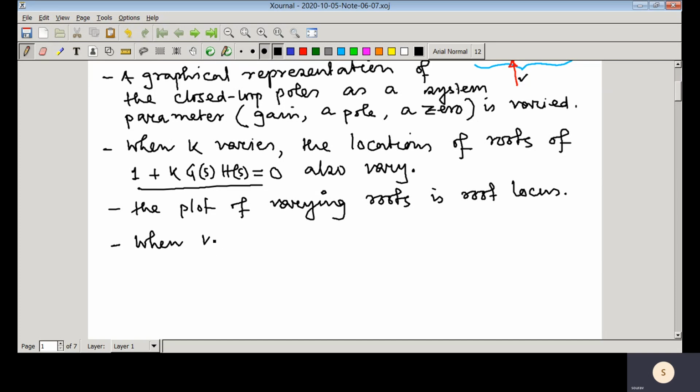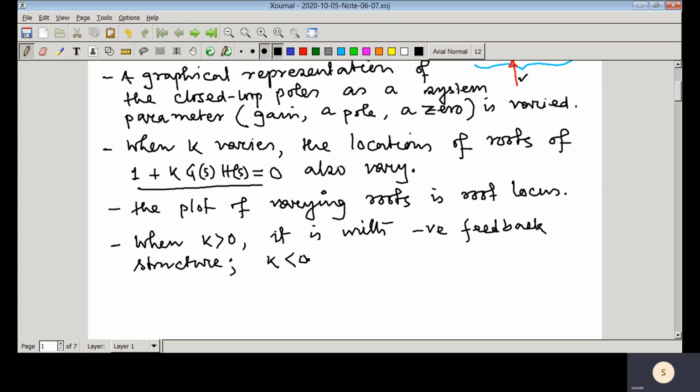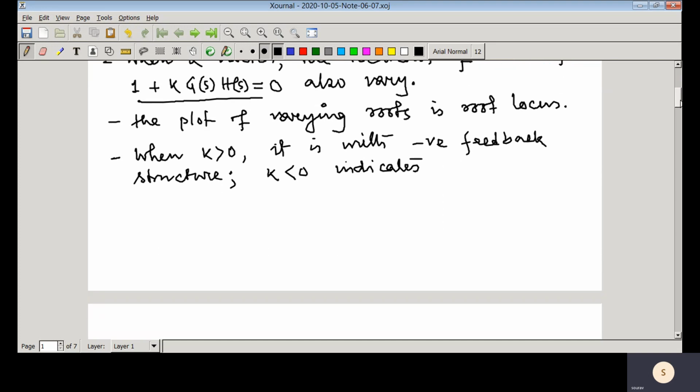So the variation of K may be positive or negative. When K is greater than 0, it is the negative feedback structure that we have shown here, and when K is negative, it indicates a positive feedback structure.